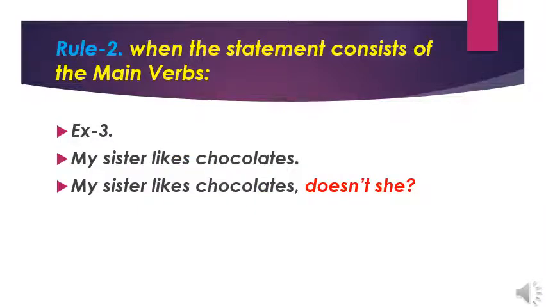Now we will go for the third example. My sister likes chocolates. In this, the verb is likes. It is added with yes. When it gets added with yes, I told you already, you need to take the word does, and the positive statement becomes a negative tag. Now the tag is doesn't my sister. Are we going to write my sister? No. We are going to take the personal pronoun she. Doesn't she is the question tag. Now the answer is, my sister likes chocolates, doesn't she?